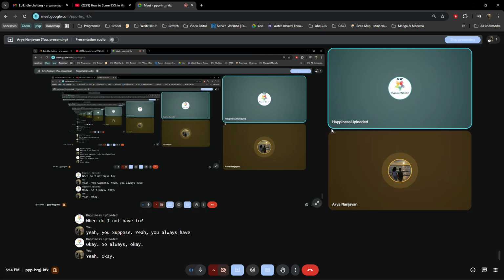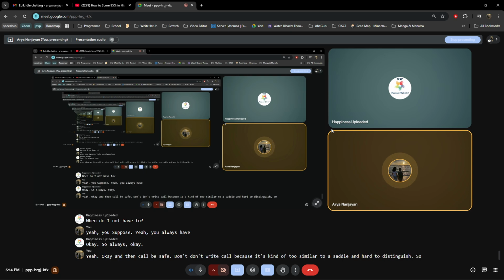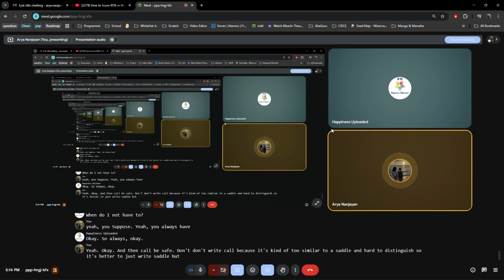And then col, to be safe, don't write col, because it's too similar to a saddle and hard to distinguish. So it's better to just write saddle. But for your understanding, just read the sentence about col. Just read it right now.